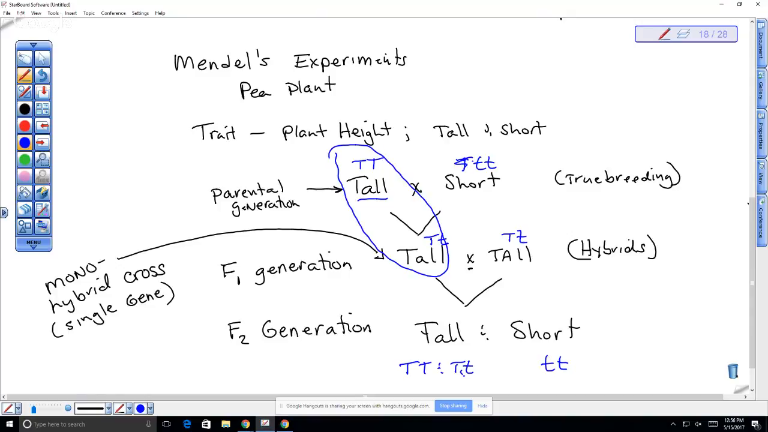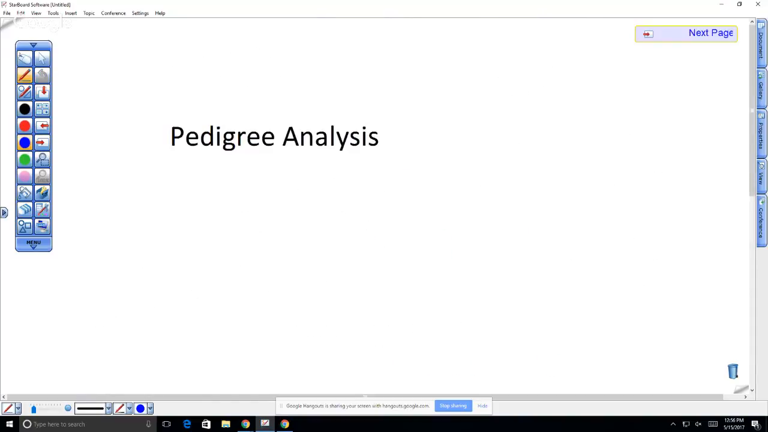Okay, so applying this to humans, we do not do experiments like with plants. We don't artificially inseminate because it would take too long, because we don't produce that many offspring, right? So what we do instead is what is called pedigree analysis for humans. And so when we look at a pedigree, a square is a male. A circle is a female.